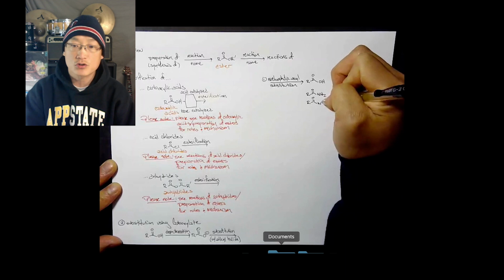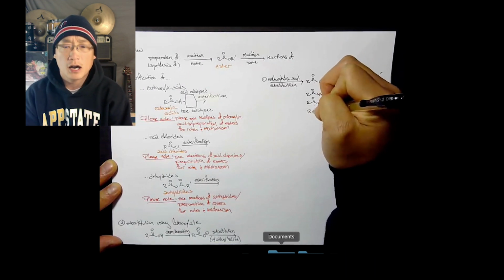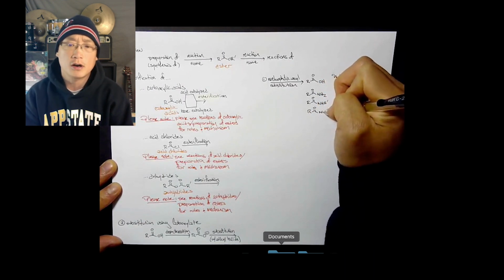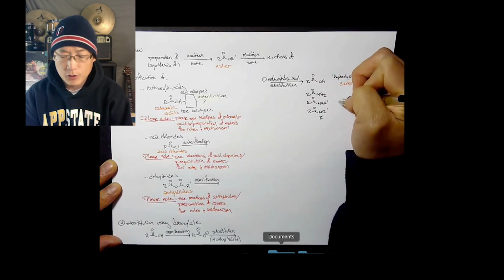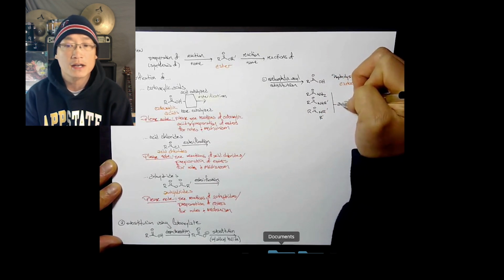And so what you see drawn first there is the hydrolysis, or the hydration, of an ester and conversion of that ester into a carboxylic acid.